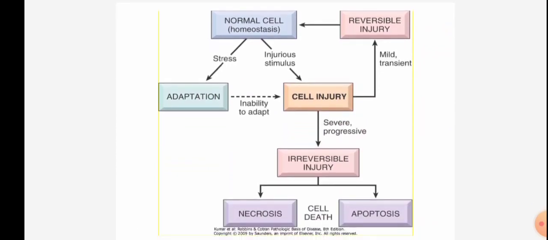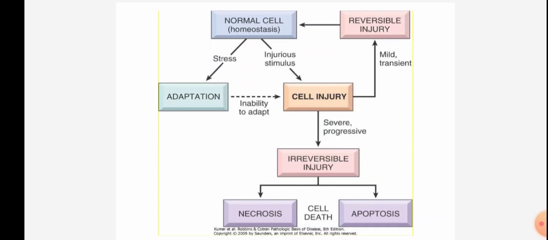The flow chart shows the difference between adaptation and cell injury. If you apply stress to normal cells, which are in homeostasis, the cell can adapt and change to a new position, which is known as adaptation. If excess stress is applied to the cells and they cannot adapt to the stress, it is known as cell injury. Cell injury is divided into two types.